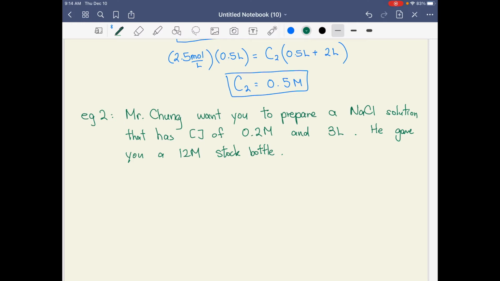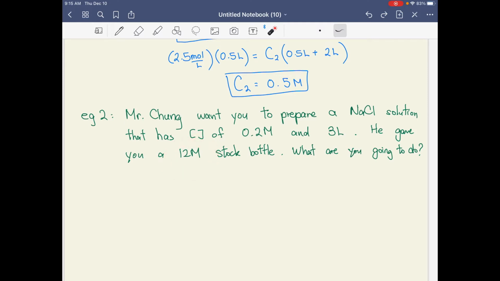Okay, what are you going to do? Because you want to make Mr. Chung happy. You work for Mr. Chung, and he wants this concentration, and he wants this amount, and you better give it to him. Oh, he gets mad. You don't want to play games with him. So, as I said, he gave you a 12 molar stock bottle. So what are you going to do?